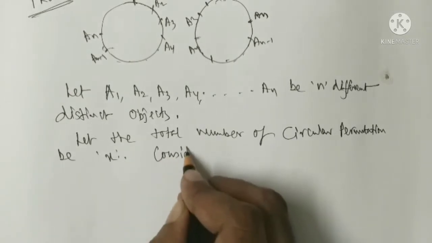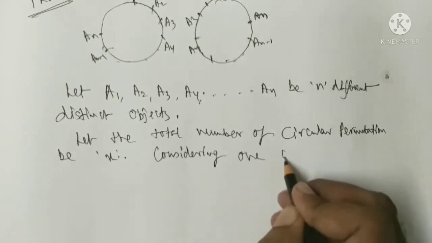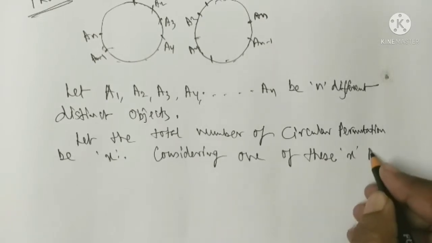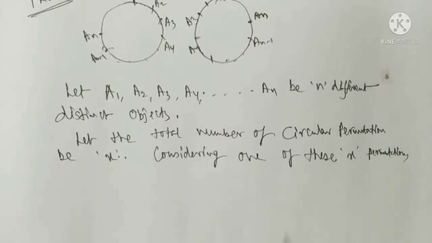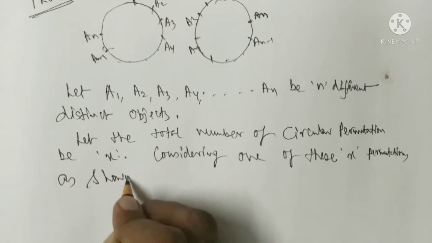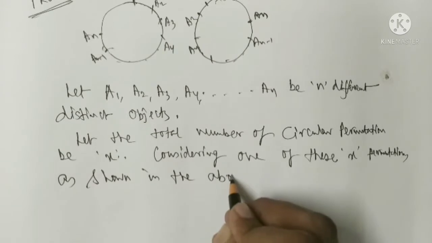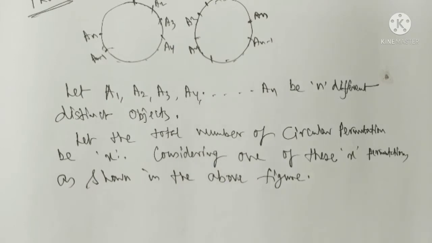We consider one of these x permutations as shown in the above figure. Whatever may be the direction, we have drawn a circular fashion to set A1, A2, A3, A4 and An.